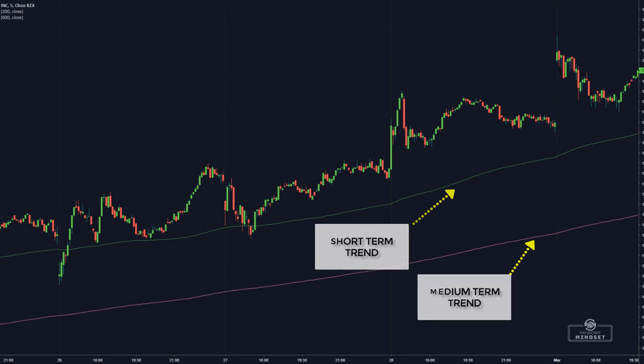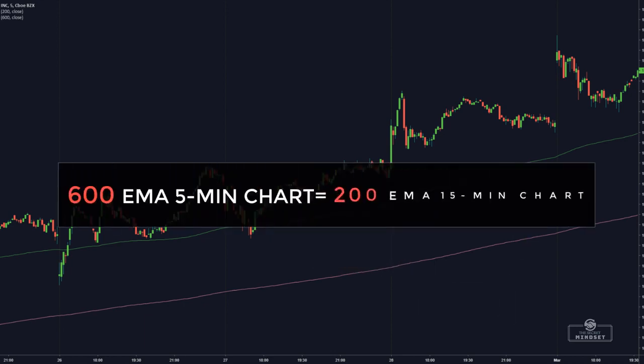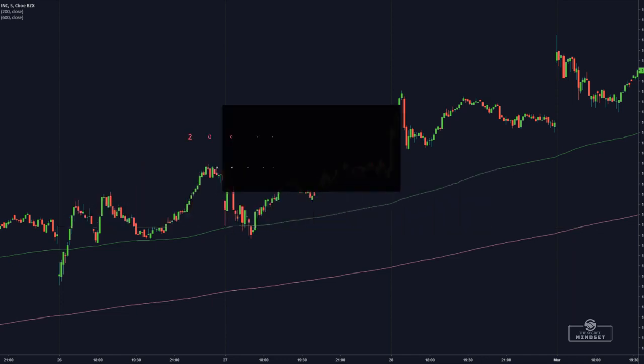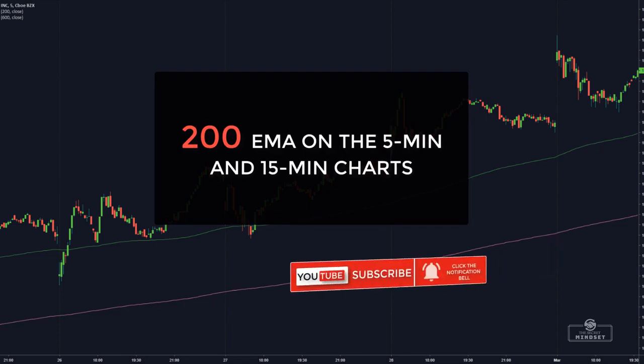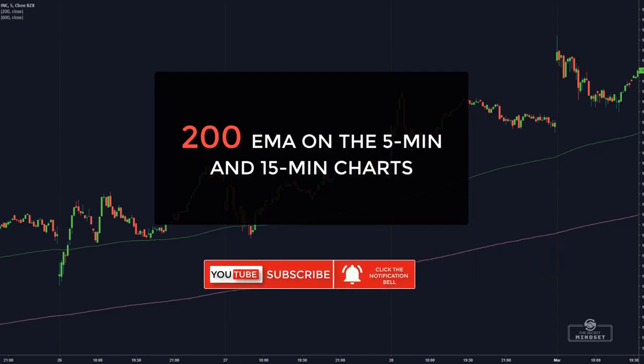The 600 EMA on a 5 minute chart is the same as the 200 EMA on a 15 minutes chart. So basically we are following the 200 EMA on 2 charts. That's a little trick to follow one of the most efficient moving averages on 2 time frames without having to change charts.